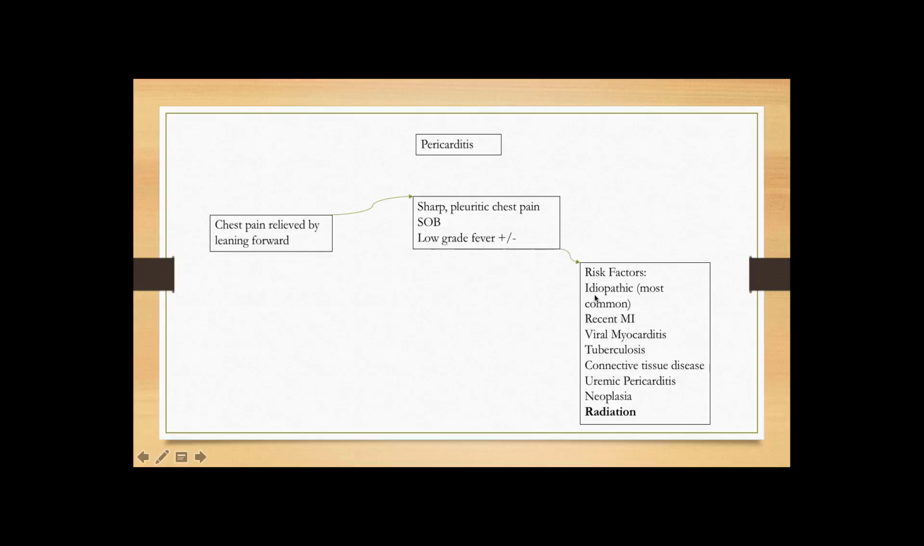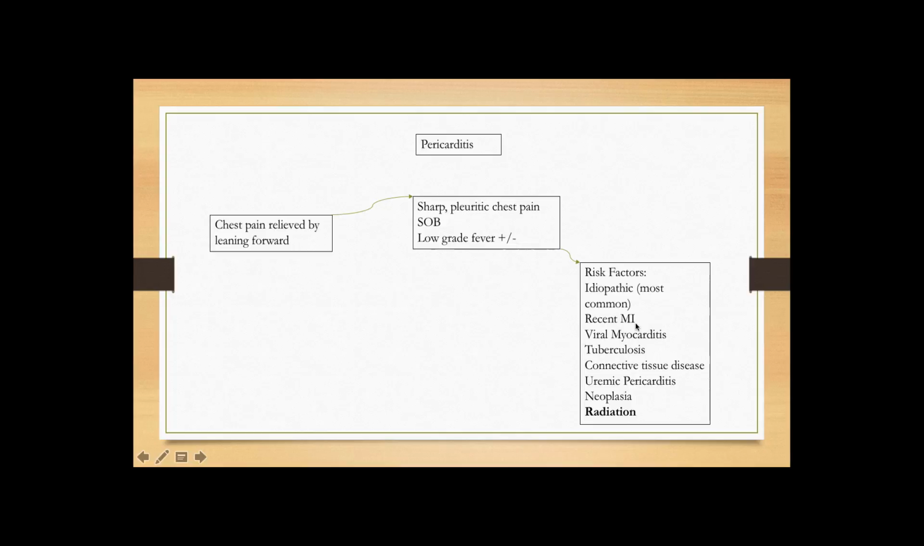Risk factors are going to be, again, there are some risk factors, but the most common is idiopathic. So idiopathic cause is the most common cause of pericarditis. So keep that in mind. This does not help because you don't really know what to do with it. Then the next most common cause or risk factor is recent MI.